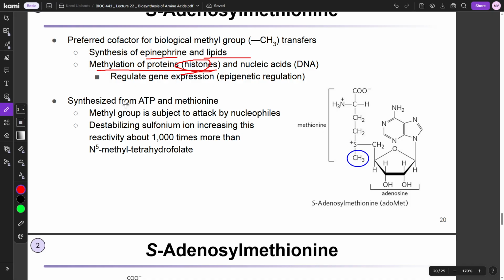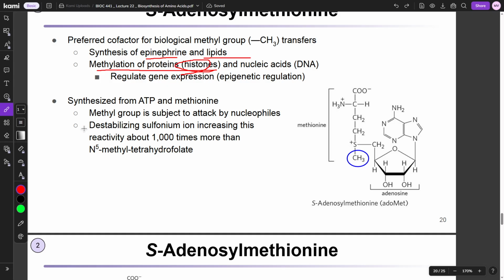The way this is synthesized is from ATP and methionine. This should not be a shock to anybody, though. So the methyl group is subject to attack by nucleophiles. This plus charge here allows us to actually attack the methyl group and kick off these electrons here. So that's why it's a good donator of methyl groups.